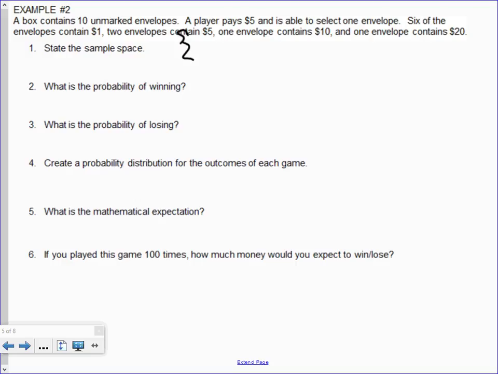Sample space: $1. Sure, those are the things that you can pull from the envelopes. What's the probability of winning? 1/5, which you got from 2/10, right? So what are the things that you're considered winning? 10, 20. The 10 and the 20 are wins because you make money off of what you put into it.